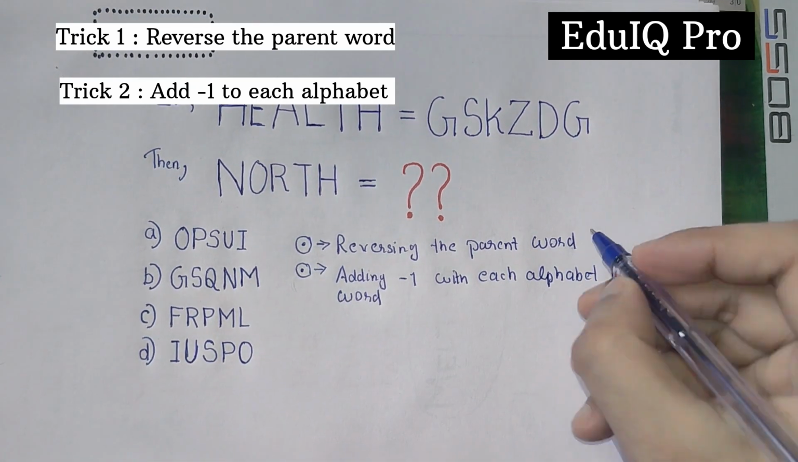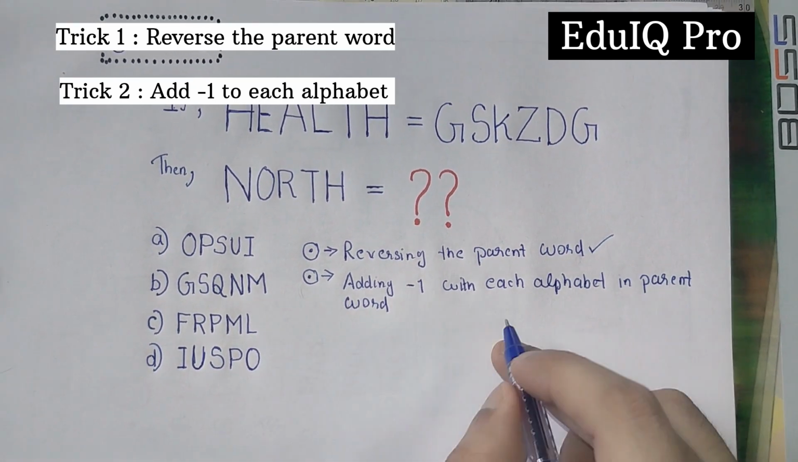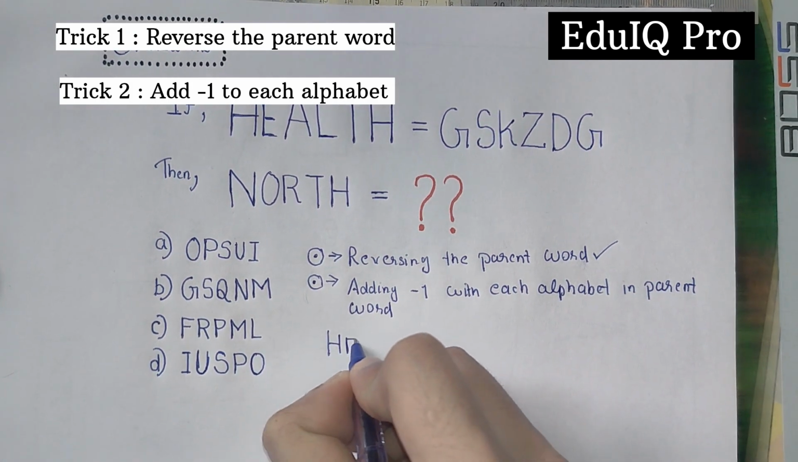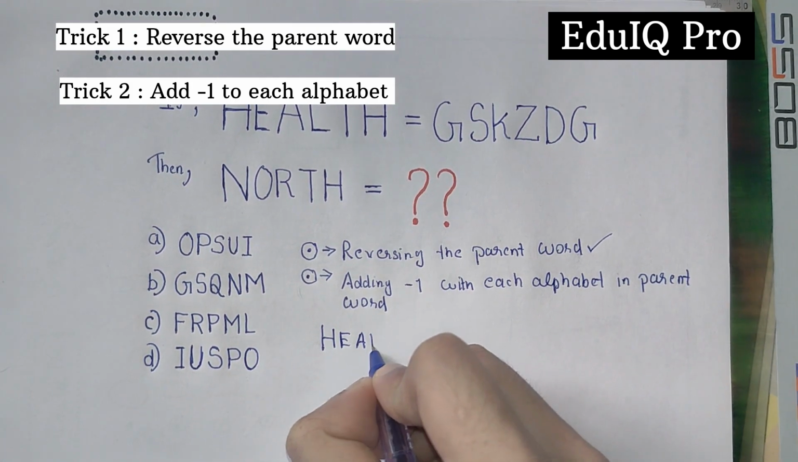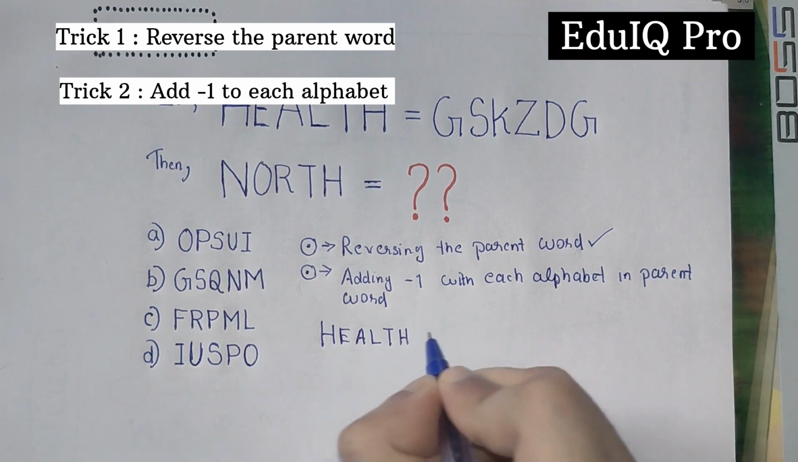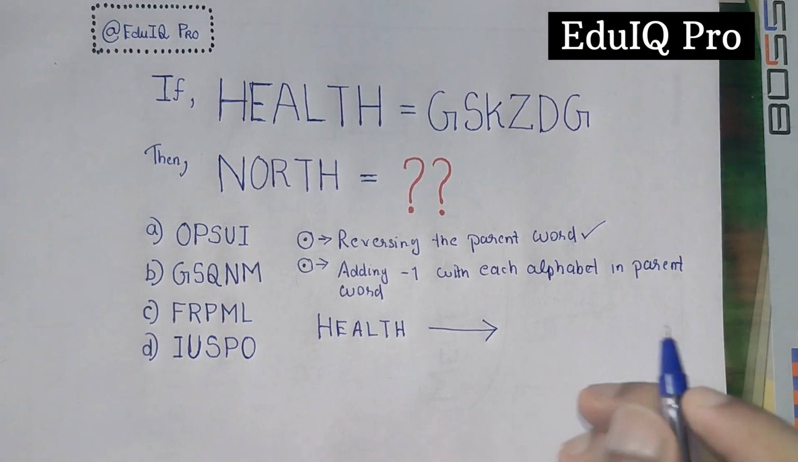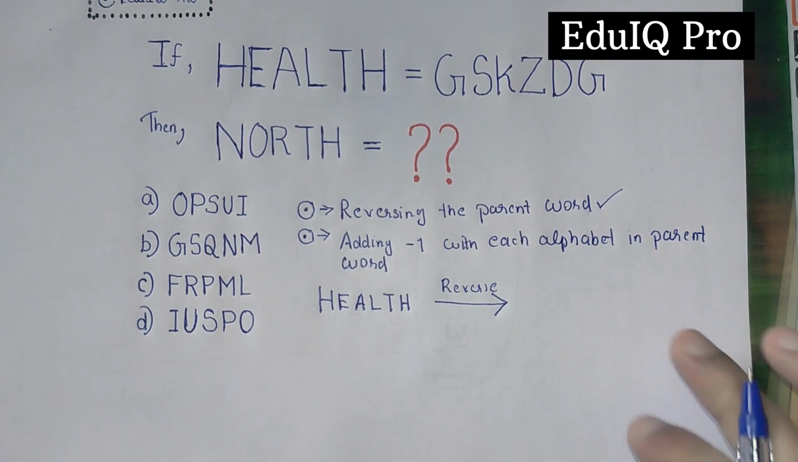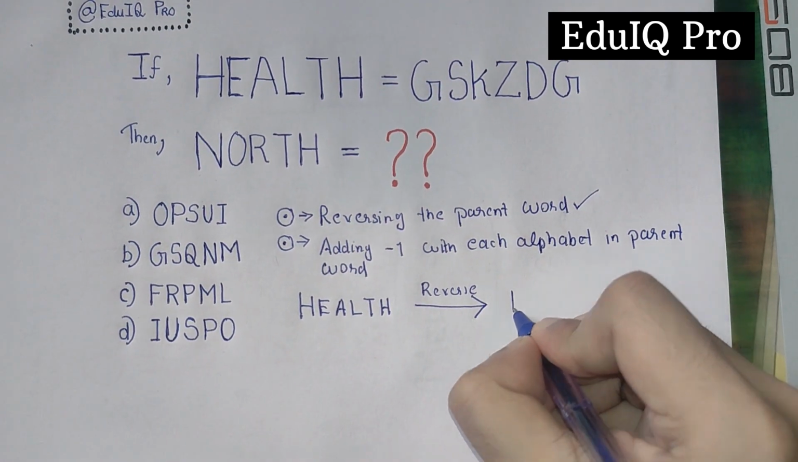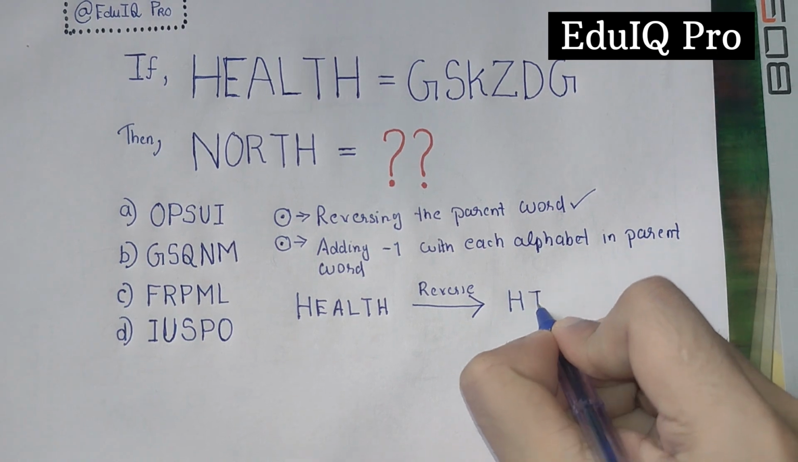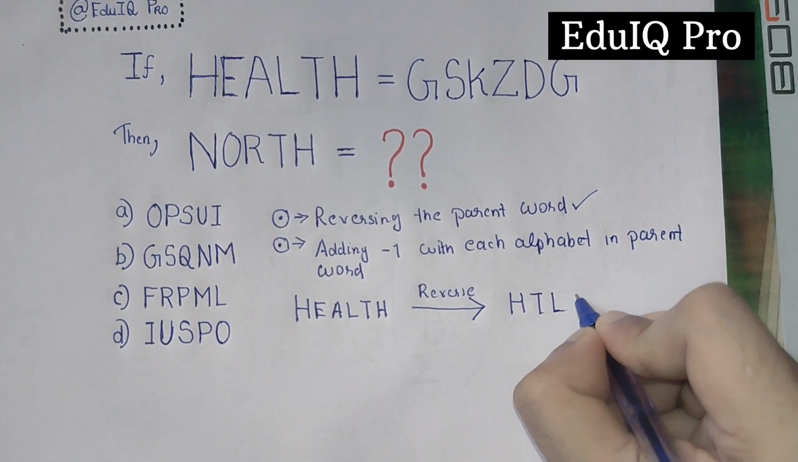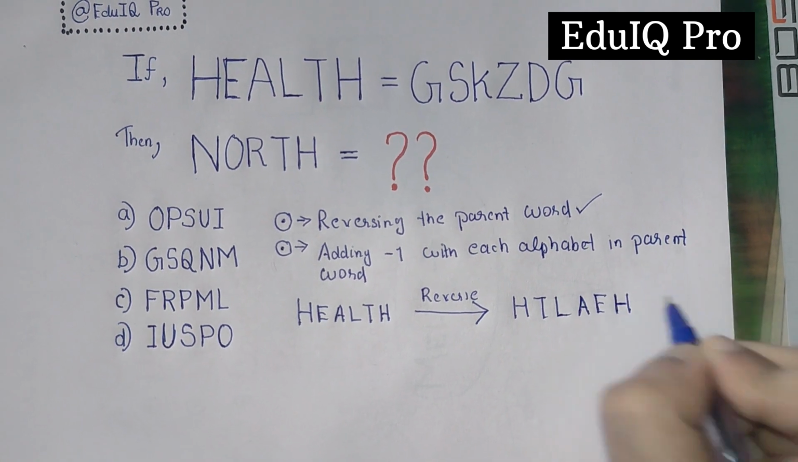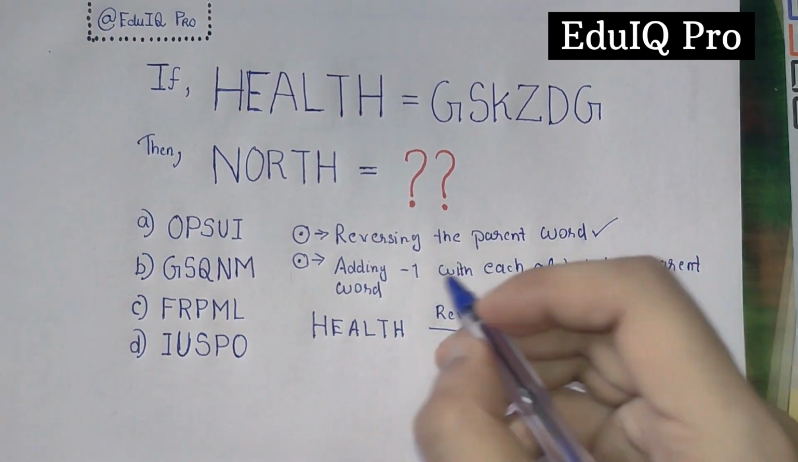So first of all, let me reverse the parent word. Let me write here HEALTH, and then I am going to reverse this particular word. Let me write here reverse. So after reversing this word I get the word HTLAEH. Okay, so we have done the first step, that is the reversing of the particular word.